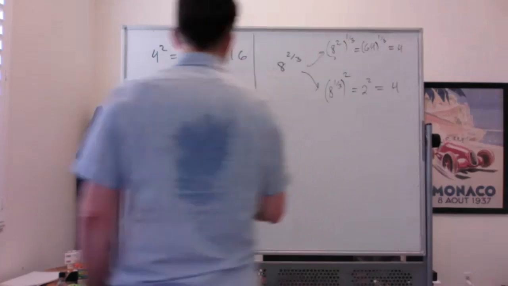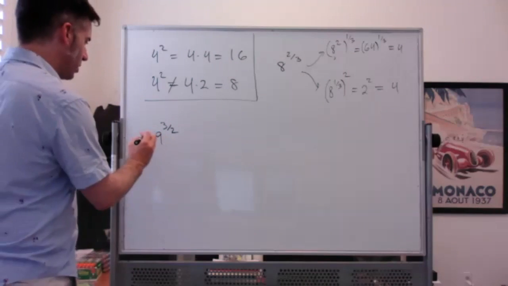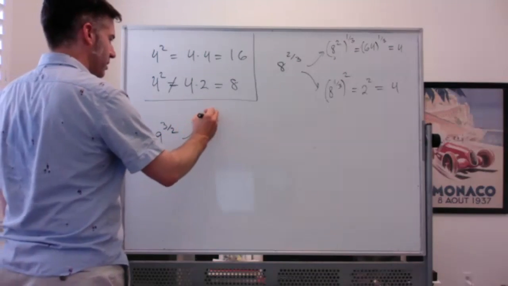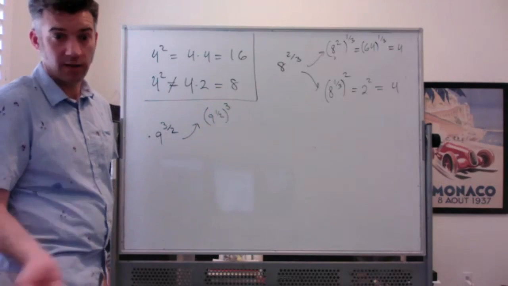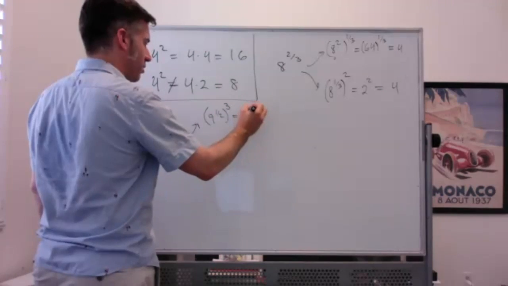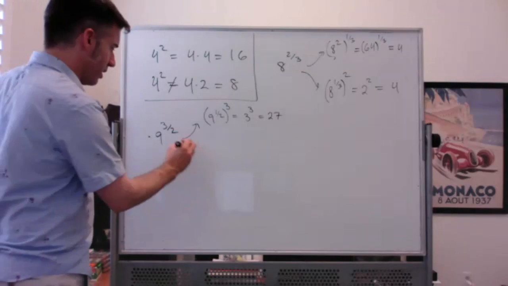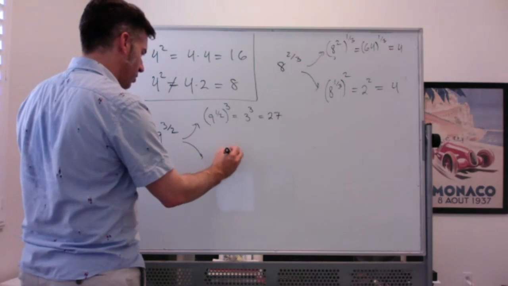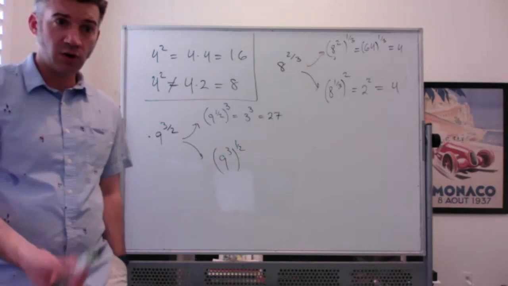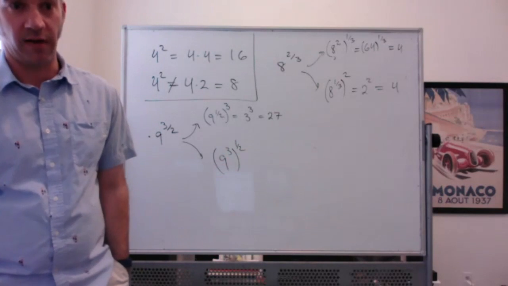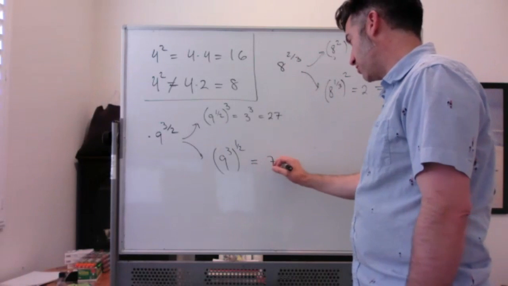For example, 9 to the 3/2 power. You could totally do 9 to the 3/2 as 9 to the 1/2 cubed, which is the easier way. That's going to be 3 cubed, which is 27. You could also do it as 9 cubed to the 1/2 power. But most normal people don't know what 9 cubed is off the top of their head. I'm not normal. I've seen this problem a lot. 9 cubed is 729.